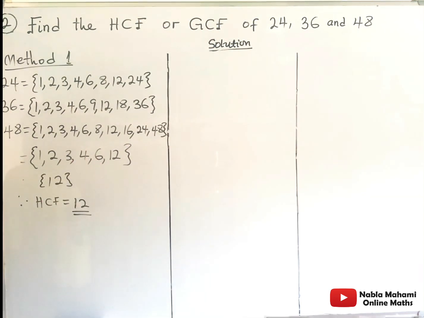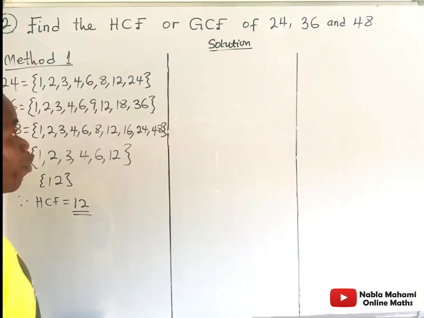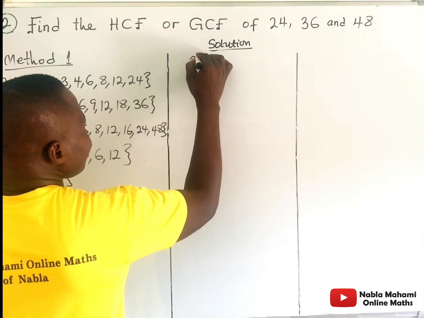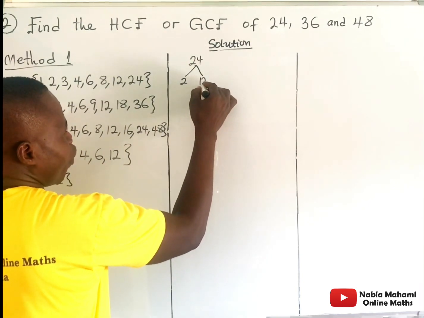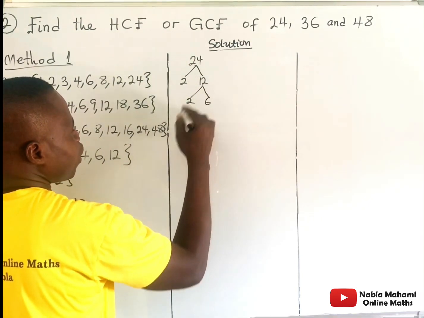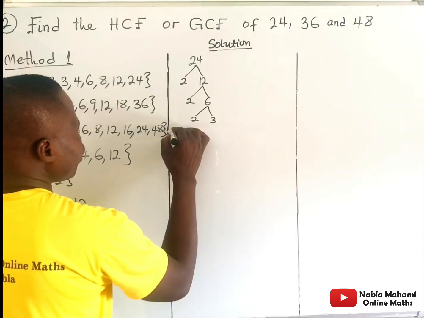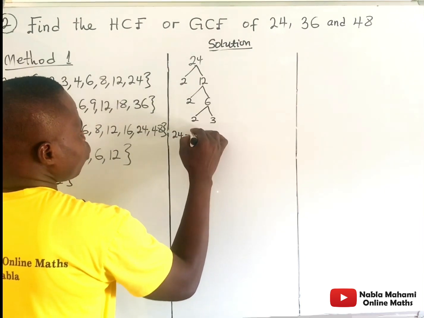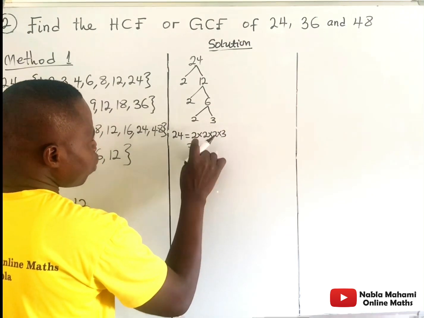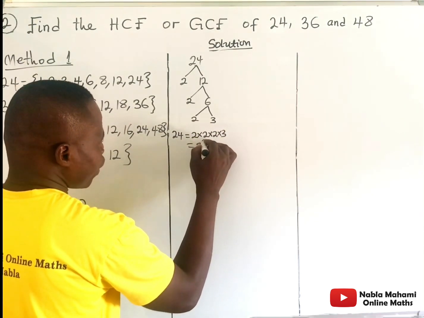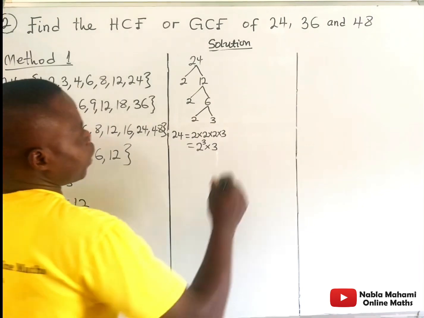Now we'll move to method 2. In method 2, you pick each of these numbers and put them in prime factorization form or prime multiplication form. So if I take 24, you see that 24 is the same thing as 2 times 12. Then I'll pick 12 and break it as 2 times 6. Then I'll pick 6 and break it as 2 times 3. So this means that 24 is the same thing as 2 times 2 times 2 times 3, which is 2 to the power 3 times 3.